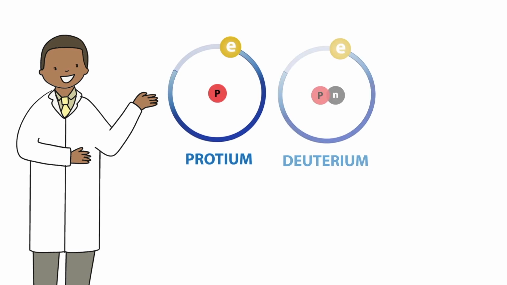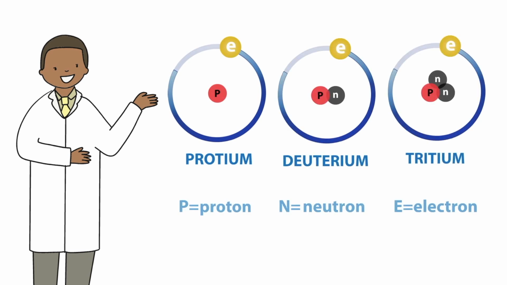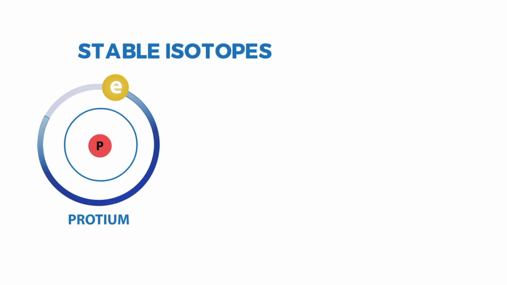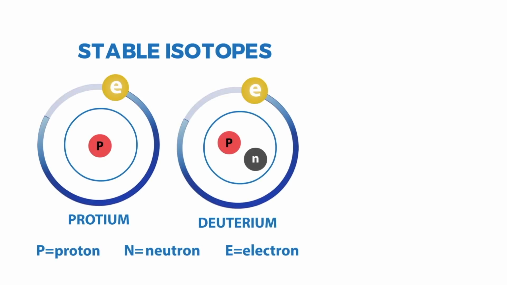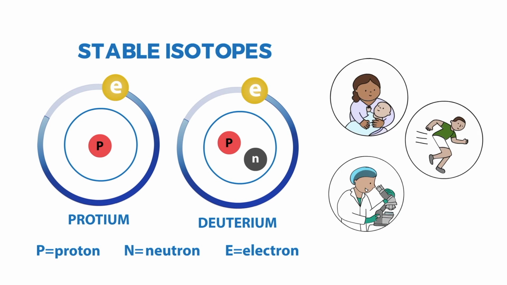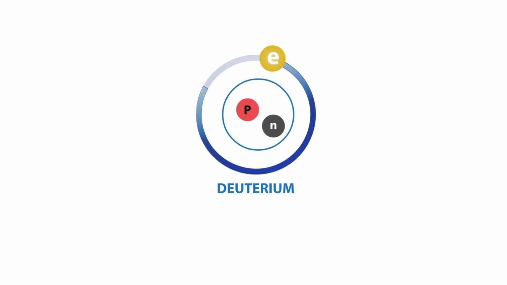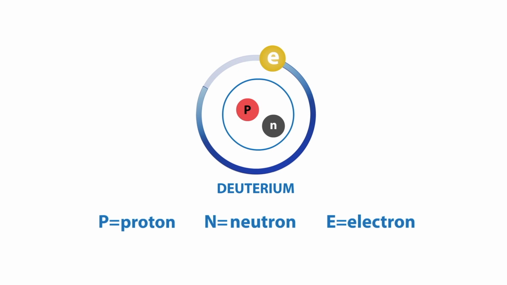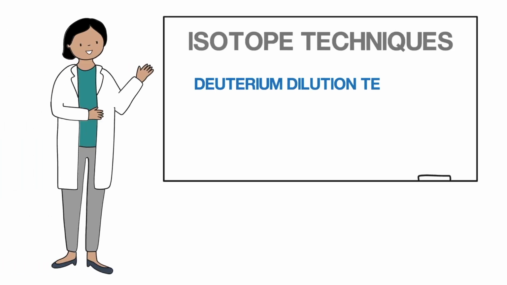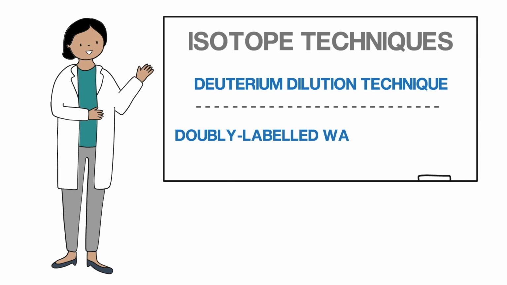Isotopes are variations of the same element that have different weights. This difference means they can be used as tracers to measure body composition and understand biological processes. For example, deuterium is a heavier isotope of hydrogen that can be used to measure the amount of water in the body. Two isotope techniques are useful in the study of childhood malnutrition.